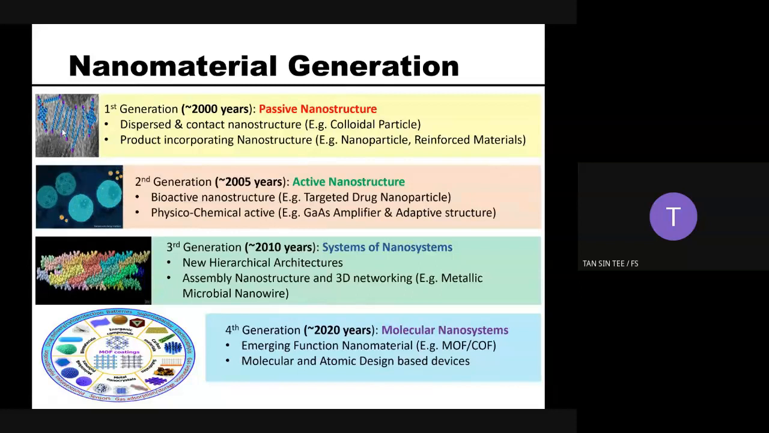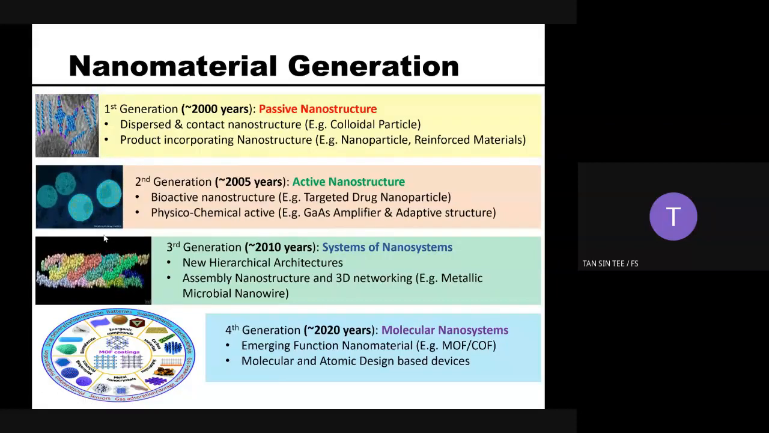So in the second generation of the nanomaterial design, they are working more toward the bioactive nanostructure, like the targeted drug nanoparticle that is utilized up to today. The images here are showing you some of the metal nanoparticles. People are using a ligand to modify and functionalize the metal nanoparticle to control the cancer cell treatment. Also, SNA amplifier and additive structure materials that have a physical chemical active site are considered in the active nanostructure.